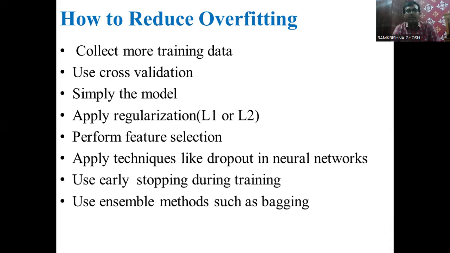Ensemble methods such as bagging. A popular example of bagging is random forest, where multiple decision trees are combined to overcome the problem of overfitting. Decision tree suffers from overfitting, and random forest overcomes the problem of overfitting.